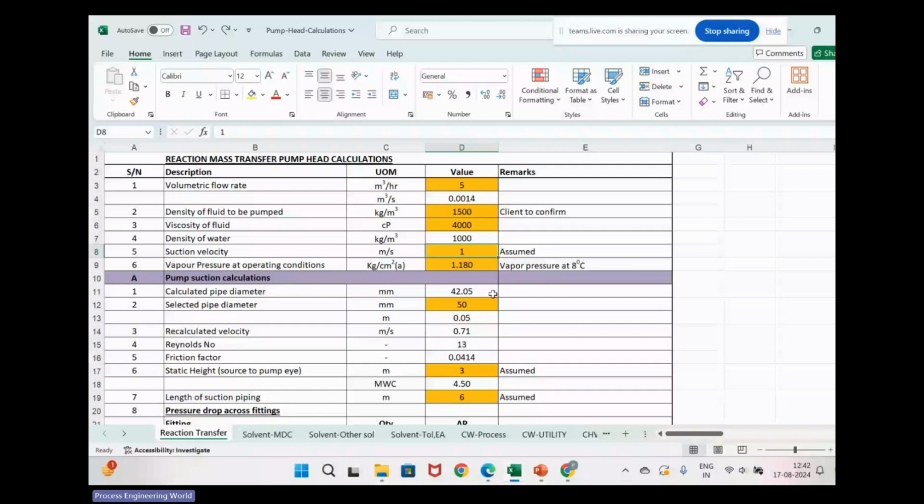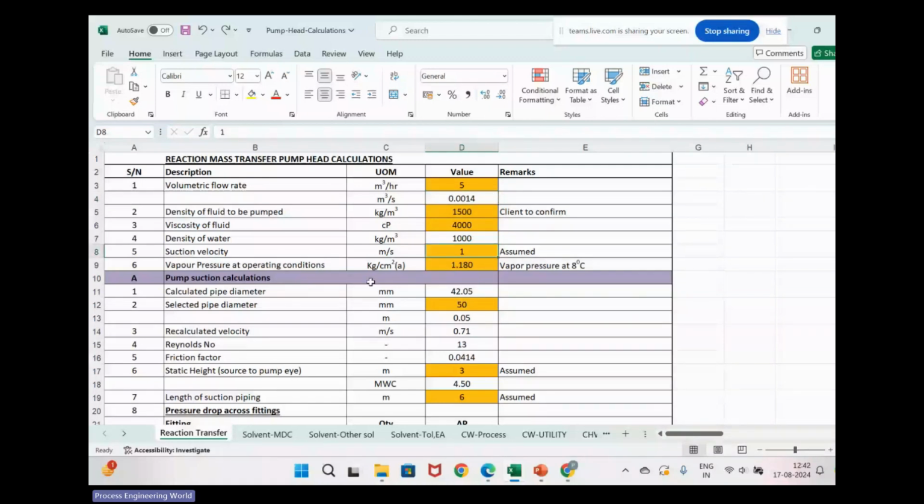Yes, you will get that; the units you need to convert. Meter cube per hour, I have already converted it into meter cube per second, so you can use this value directly. With meter per second you will get the area in meters. Then you have to convert that into mm.